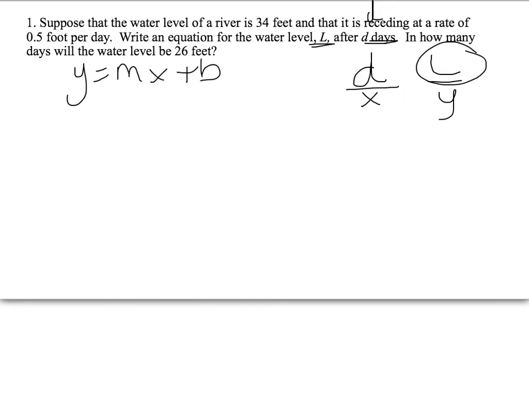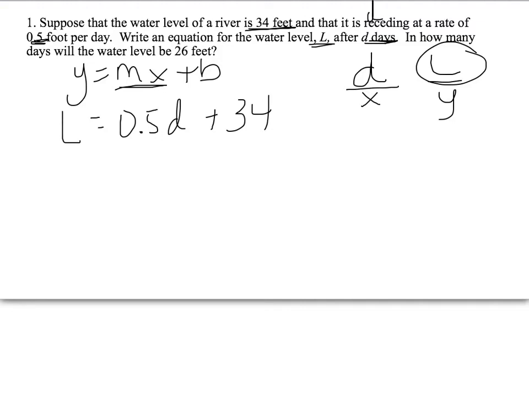Okay, so L I'm going to substitute in is going to be equal to, well, the thing that's changing here is 0.05 feet per day. Okay, so here the change is 0.05 per day. And we also know that the water level is starting at 34 feet. Okay, so it's starting at a positive 34 feet. Okay, so we can see that this is in Y equals MX plus B form. We have 0.05 times the day plus the starting point of 34.